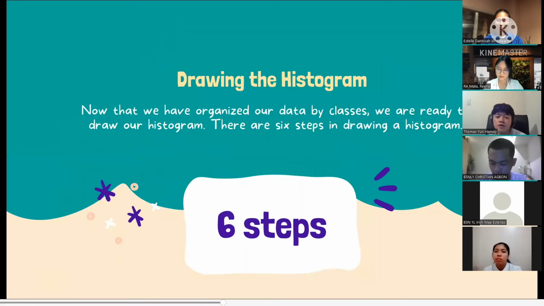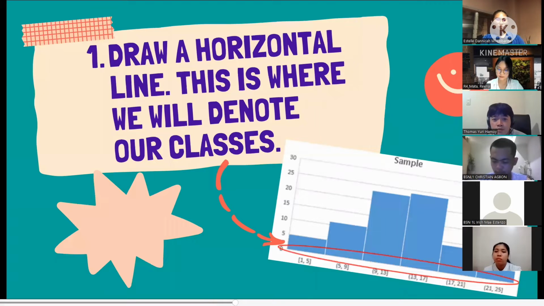For making the histogram, we have 6 steps. Let's proceed. Next slide, please. The first step is to draw a horizontal line. This is where we will denote our classes. As you can see in the table, the lowest line is the first step.